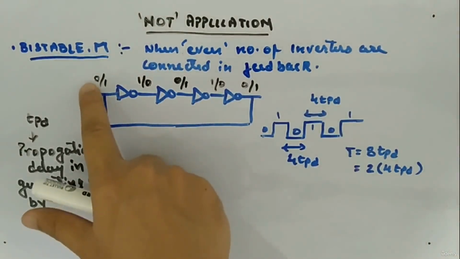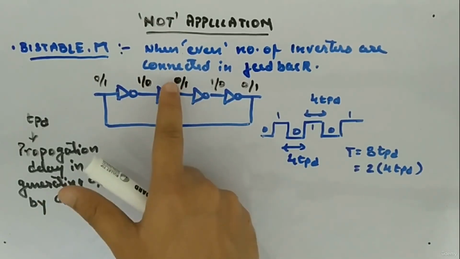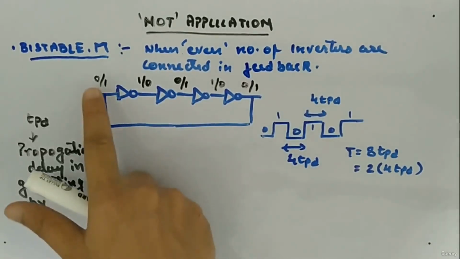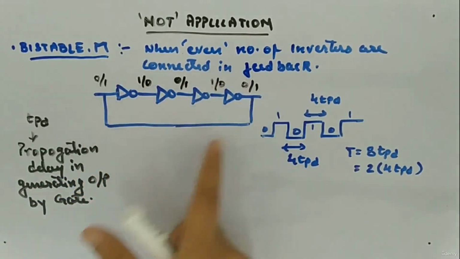So if you apply 0, NOT gate will make it 1, 1 will become 0, 0 will become 1, 1 will become 0, then again it will be fed back, 0 will become 1, 1 will be 0, 1, 0, feedback.